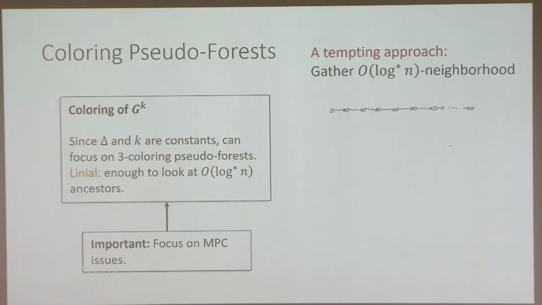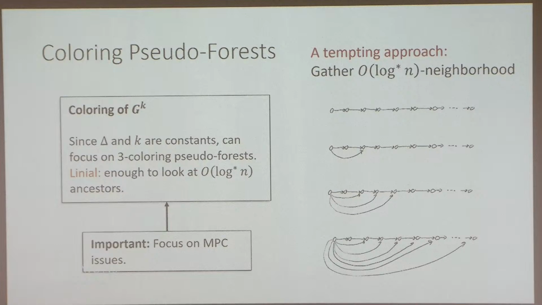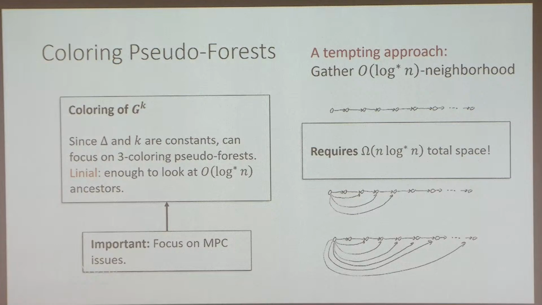So the tempting approach would be just the leftmost node. It does this exponentiation business, collects the log star n neighborhood and simulates the local algorithm. But what happens is that you now need n times log star of n words of total space. So not allowed.